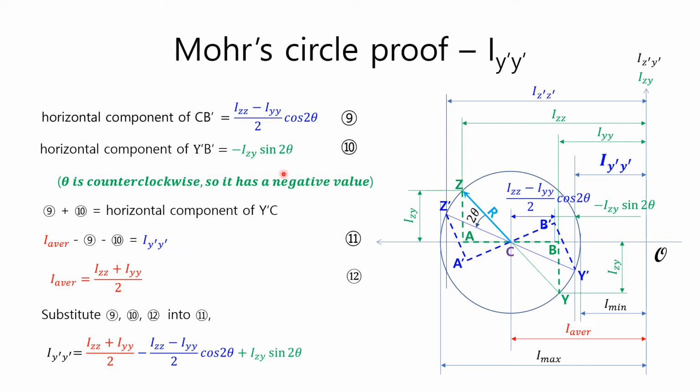Here, theta has a negative value because it is counterclockwise, so the entire term of equation 10 has a positive value. Adding equations 9 and 10 gives the horizontal component of Y prime C, and by subtracting that value from the I average, we can get Iy prime. Consequently, we end up with the final equation to calculate the Iy prime. Let's look into that geometric analysis in detail.